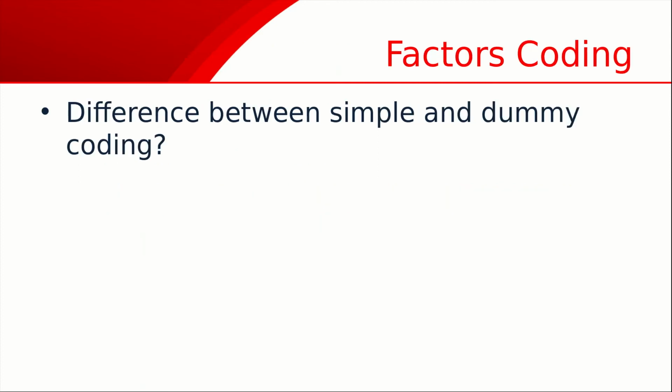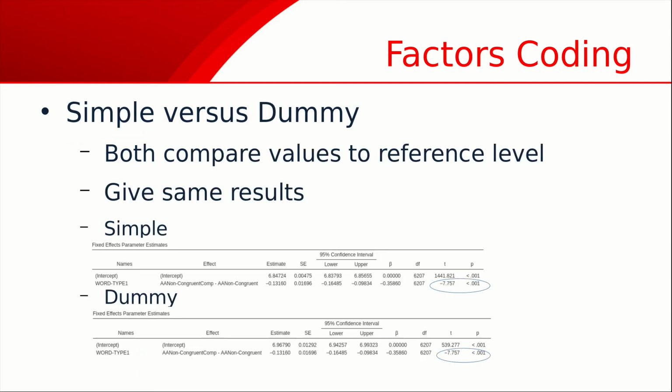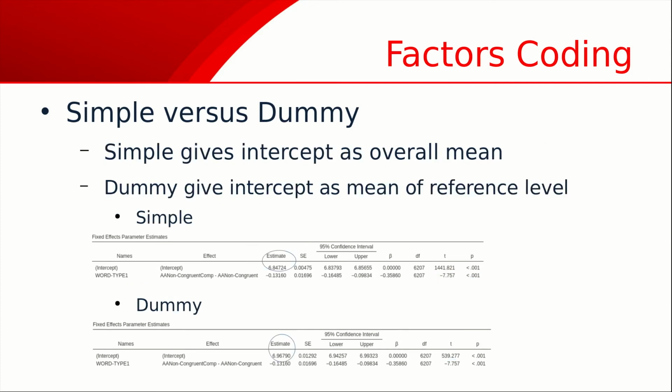So when you're doing factors coding, what's the difference between simple and dummy coding? Well, they both compare the values to a reference level, and they really give the same results. The only difference is that when factors coding is simple, it gives the intercept as the overall mean. When the factors coding is set to dummy, it gives the intercept as the mean of the reference level.